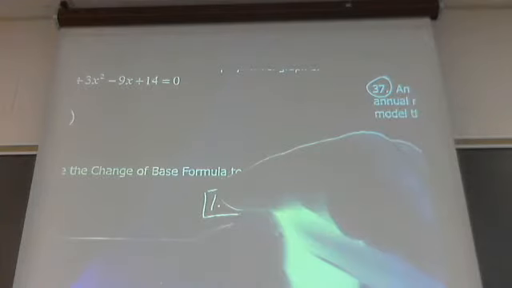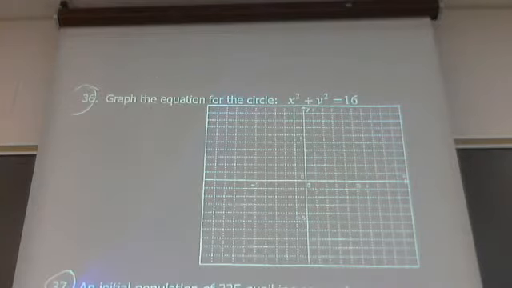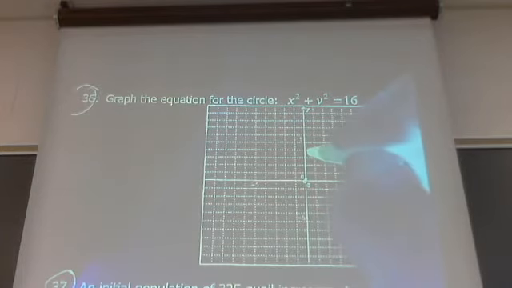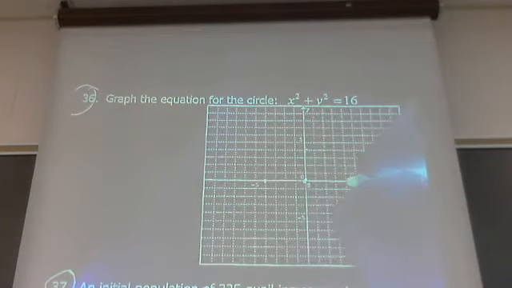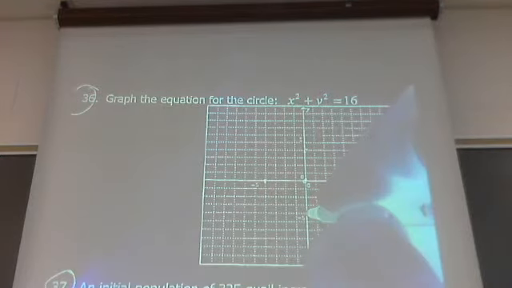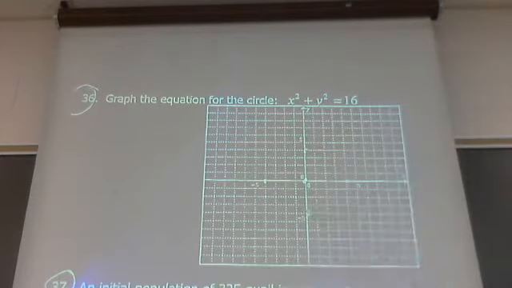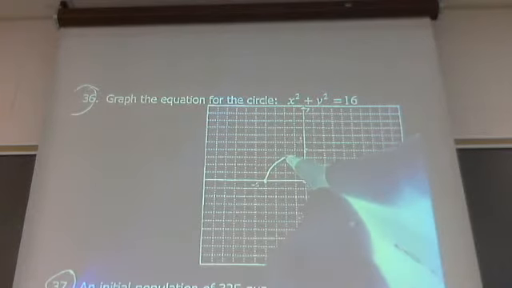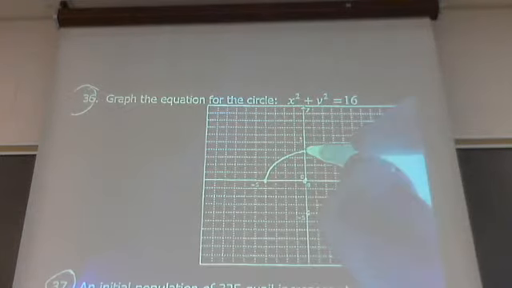Okay, 36 was next on the list. Graph the circle. What's the center of this particular circle? Okay, I was just kidding. I wrote this one. Then you go up 4, to the left 4, to the right 4. Now, those squares are not squares, are they? No, they are triangles.